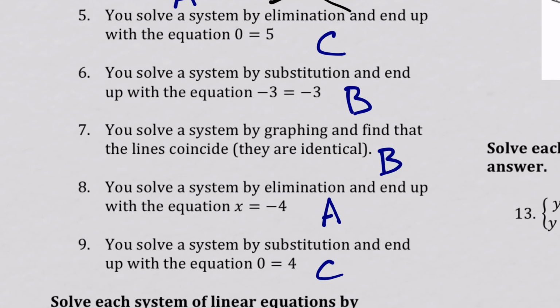Number 8 is A. There's only one solution because x equals -4. All you got to do to find the solution is go ahead and take the x equals -4 and plug it into either one of the two equations. And number 9 is C. No solution because once again you ended up with a statement that is always false.